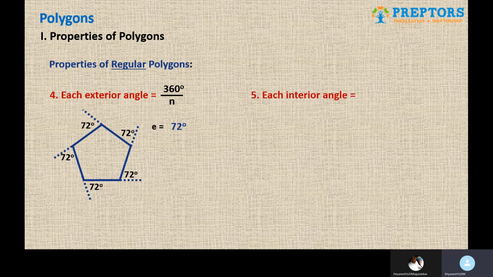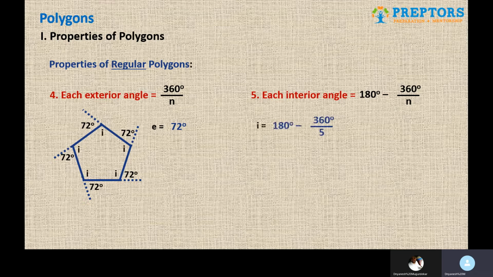Then there is each interior angle. Now we know the sum of interior and exterior is 180, and we have just seen each exterior angle. So if we subtract each exterior angle from 180, the result will be the measure of each interior angle, and hence the formula is 180 minus 360 upon n. Again, the practical way to remember this, don't memorize by heart. You would know the sum, you would know each exterior angle. Subtract that from the sum, you get each interior. That is how you should remember.